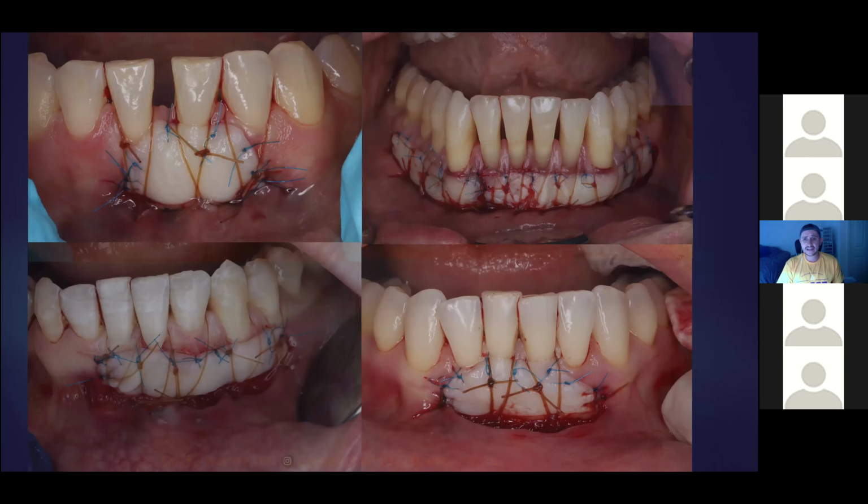These are just variations of different types and ways to secure. I mean, virtually it's all the same. As you can see, sometimes there's a crossing mattress suture, sometimes they're parallel mattress sutures. Depending on the situation or the area or axis, I can vary these.